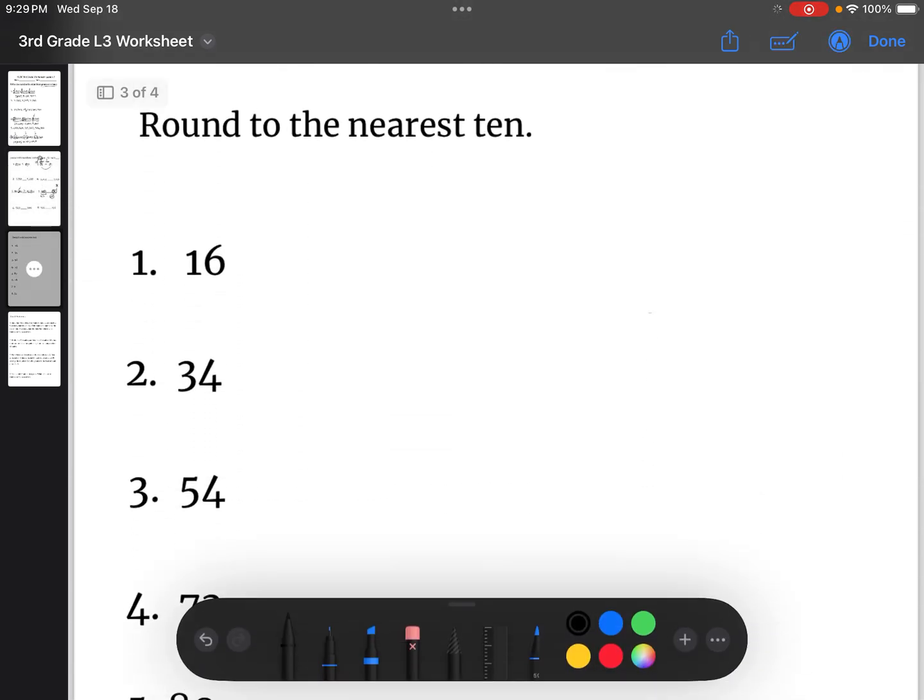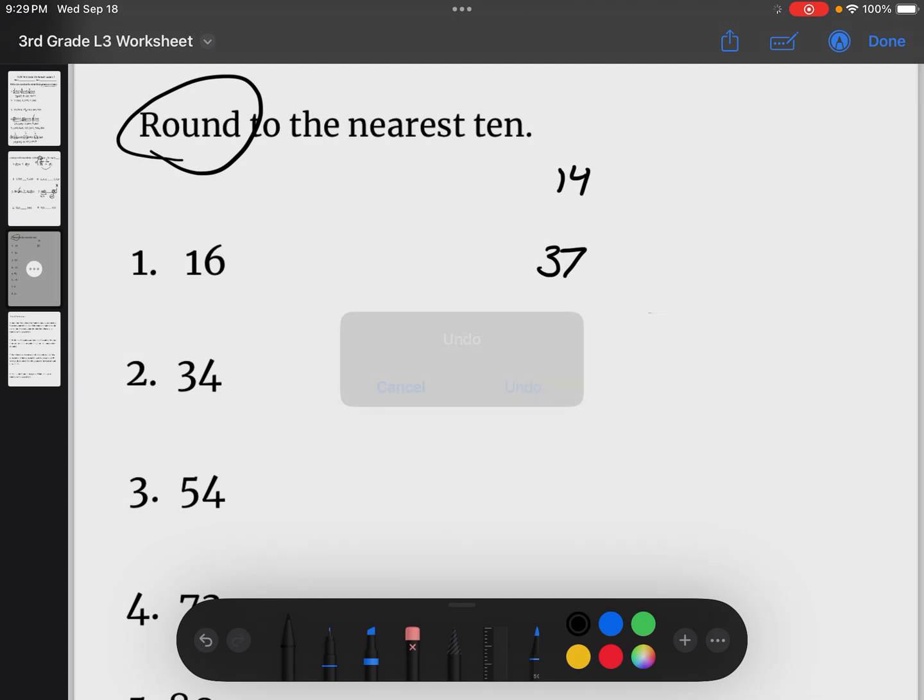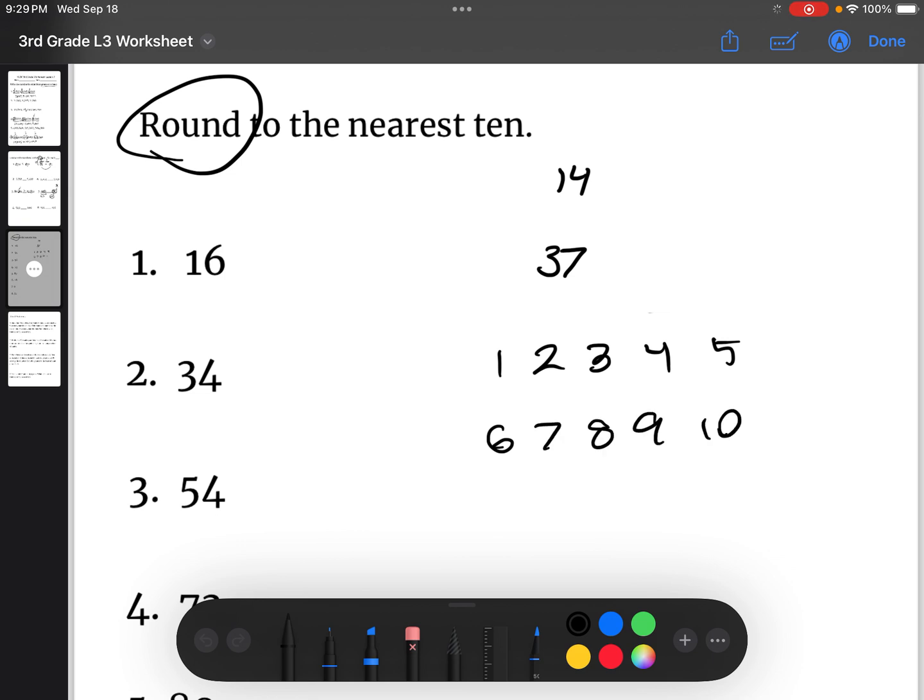Round to the nearest 10. So let's go over rounding real quick. Let's say we'll give you two numbers: 14 and then 37. So remember, let's write all the numbers here. Let's take a look at 14 first, actually.